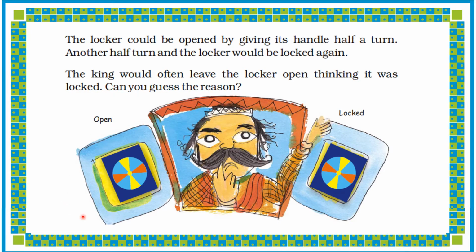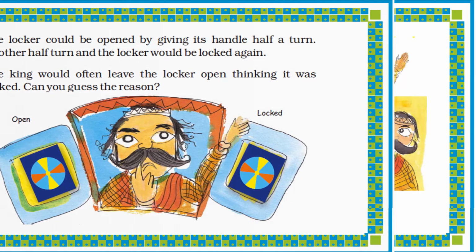Now this is the king's locker. It looks like this when it is open. After a half turn, it looks like this, and it is locked. But can you see both the pictures? They look exactly the same. So that is the reason the king was confused.